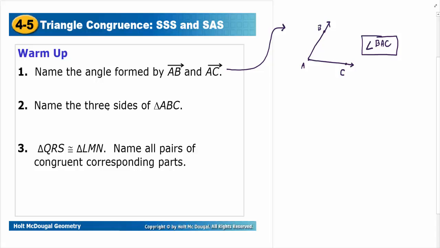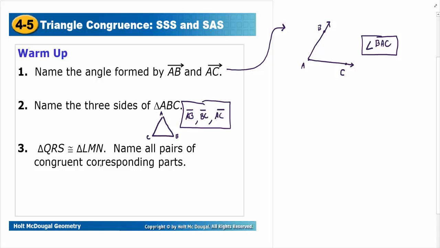Okay. Next up, number 2, name the 3 sides of triangle ABC. Again, all you're doing is, you draw a triangle. Triangle ABC. So you got AB. It's a side. You have BC, and you have AC. Let's make sure you include all the sides. Okay. Number 3, and that's all you have here.